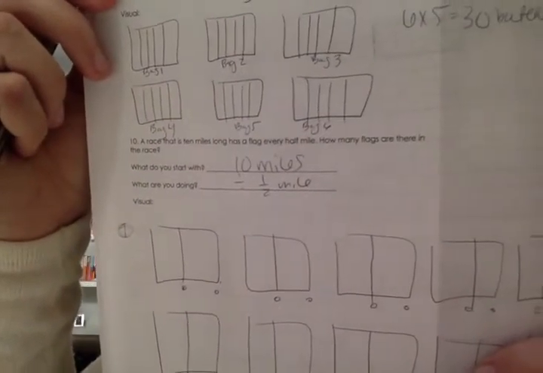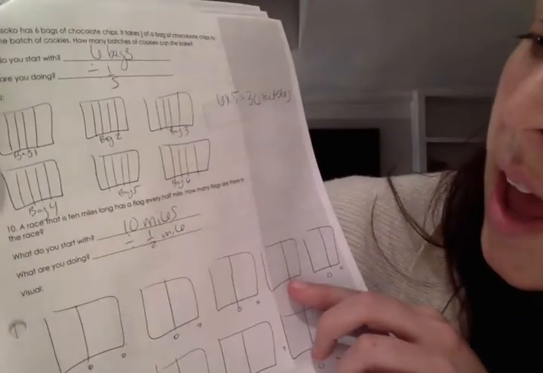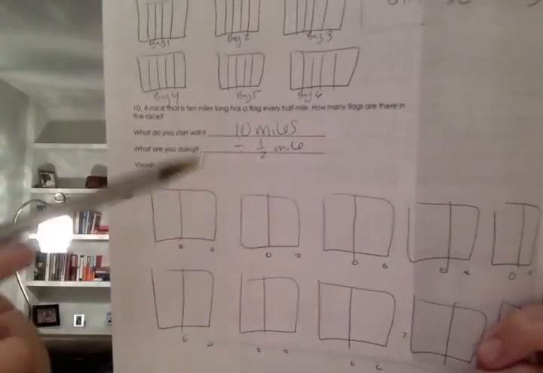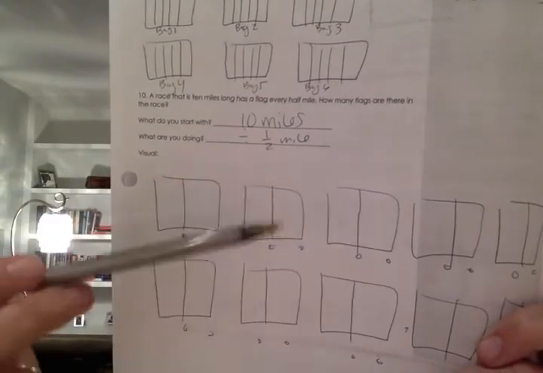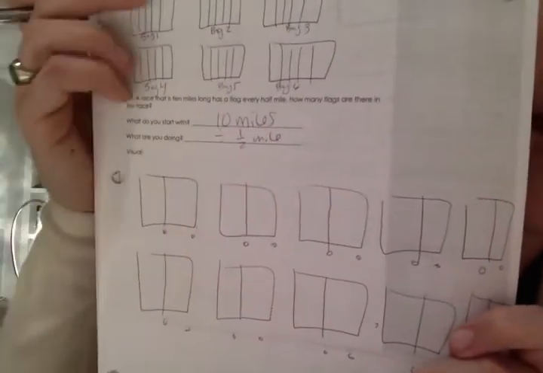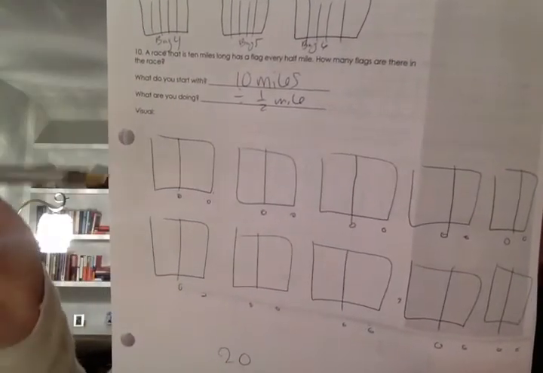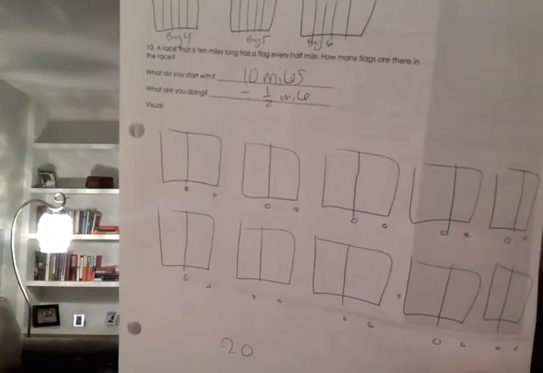A race that is 10 miles long has a flag every half mile. How many flags are there in the race? So we're starting with 10 miles. The race is 10 miles long. I drew 10 fraction strips to represent the 10 miles. Then every half mile, there's a flag. So I divided each of my miles in half.